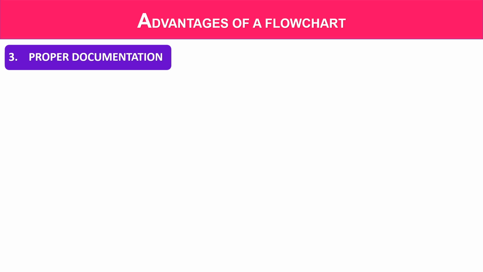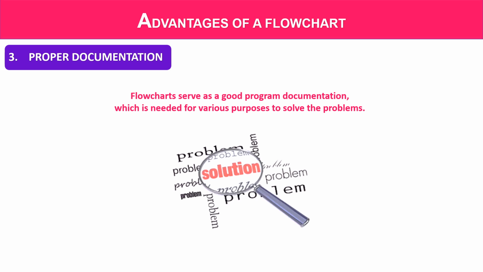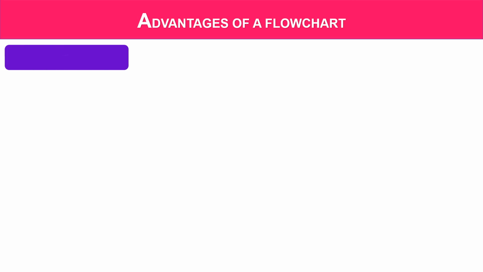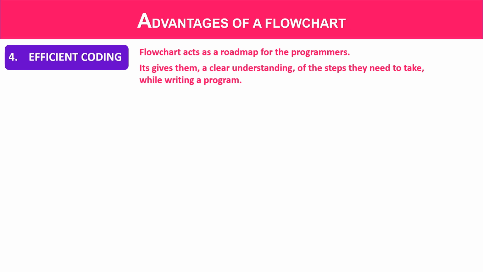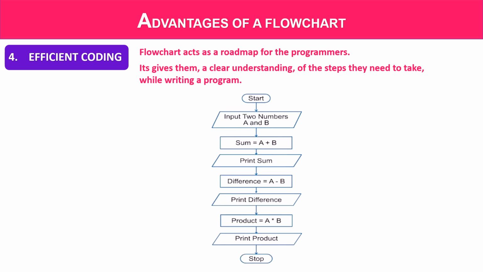Third, proper documentation. Flowcharts serve as good program documentation, which is needed for various purposes to solve the problems. Four, efficient coding. Flowcharts act as a roadmap for the programmer. It gives them a clear understanding of the steps they need to take while writing a program.